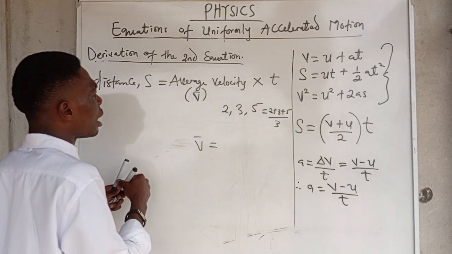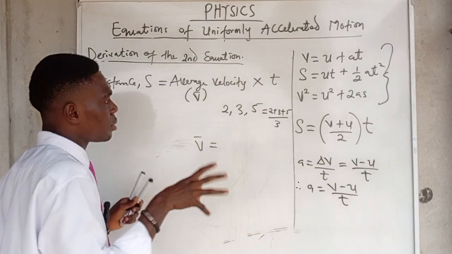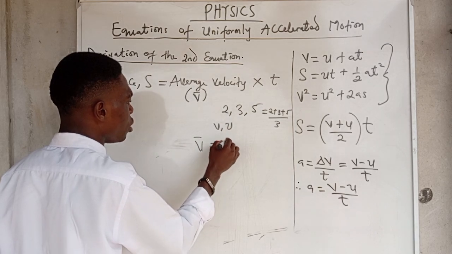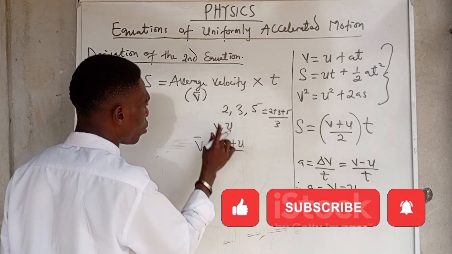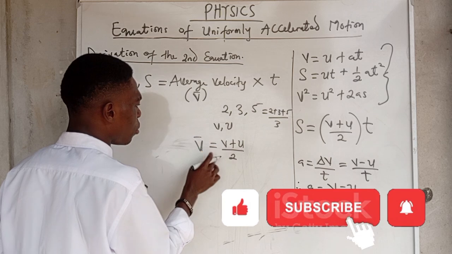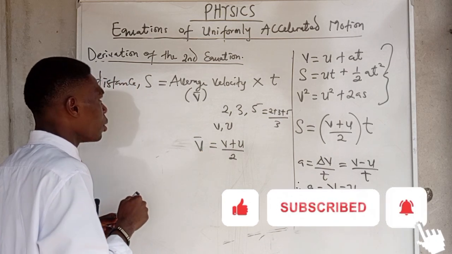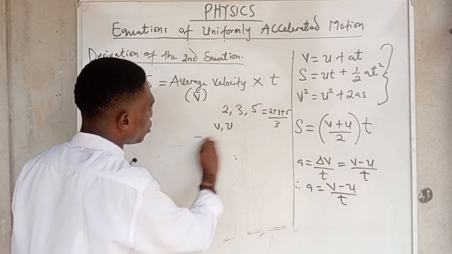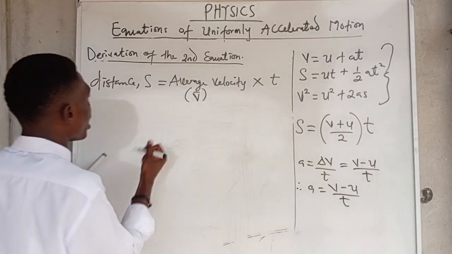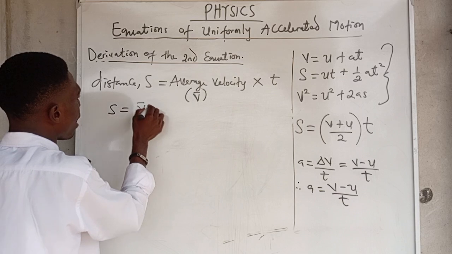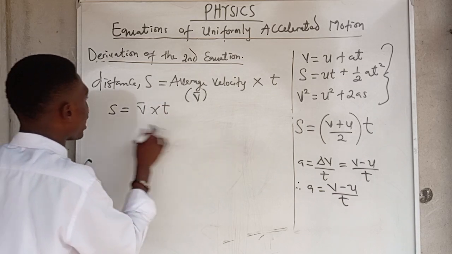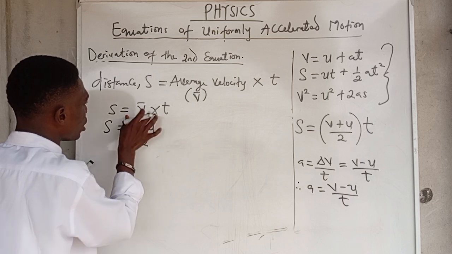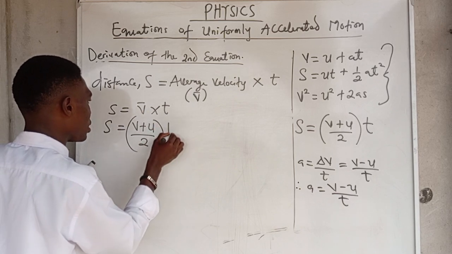In physics we have only two kinds of velocity: final and initial. So the average of final and initial is V plus U over 2. That's the formula for average velocity, bar v. So if we substitute the value of average velocity, I can write S is equal to bar V times T. Now I've written that bar V is equal to V plus U over 2, and that is multiplying time, so I put it in brackets times time.